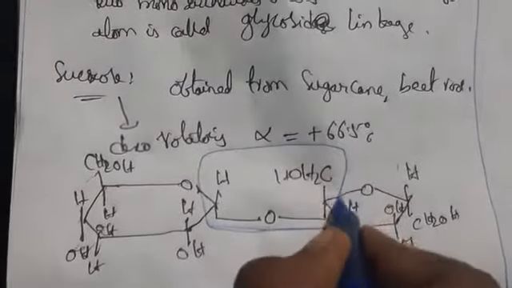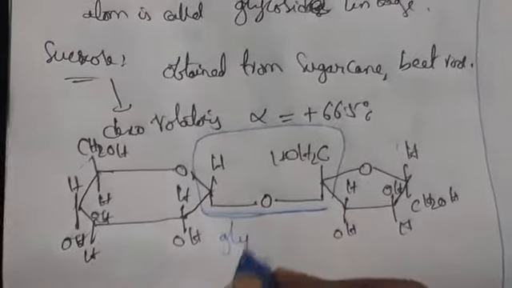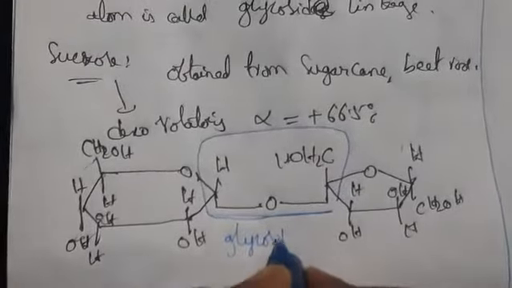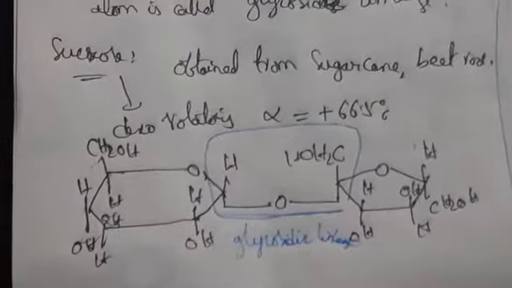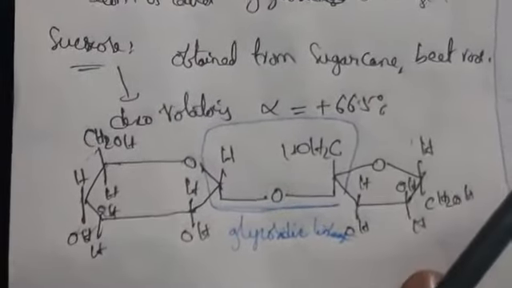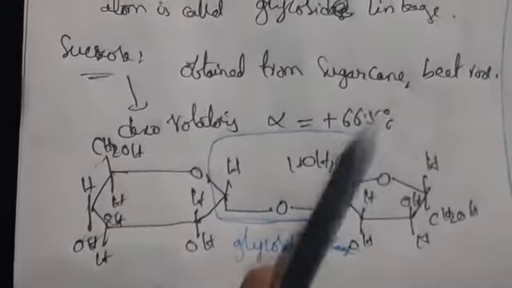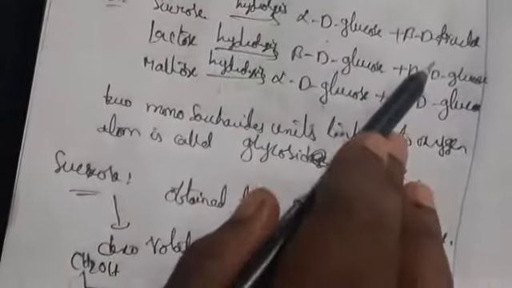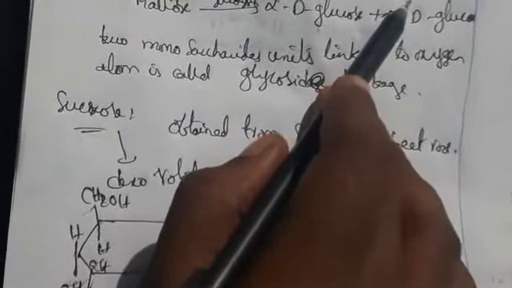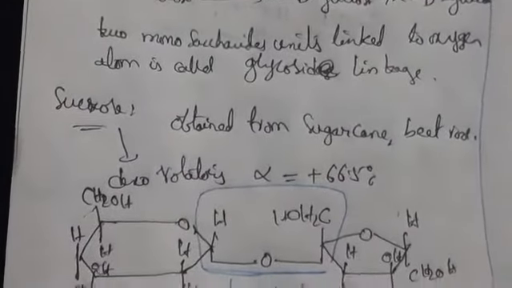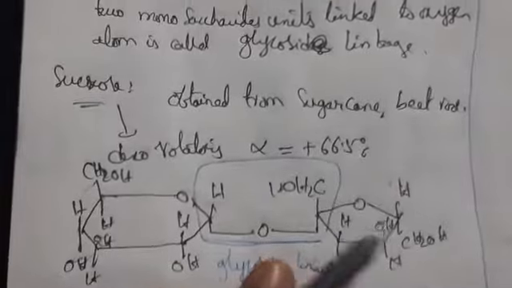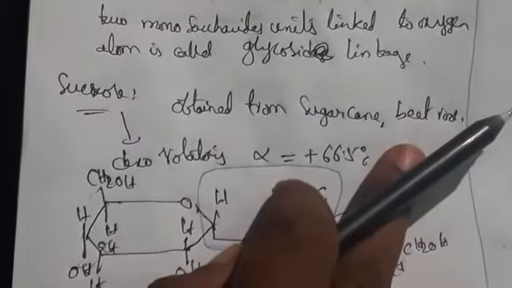Whatever linkage we are having, we call it the glycosidic linkage. Sucrose is dextrorotatory, and after hydrolysis it gives dextrorotatory glucose and levorotatory fructose. Levorotatory fructose has minus 92.4 degrees compared to the plus 52.5 degrees of dextrorotatory glucose. So by this we can say the mixture is levorotatory.